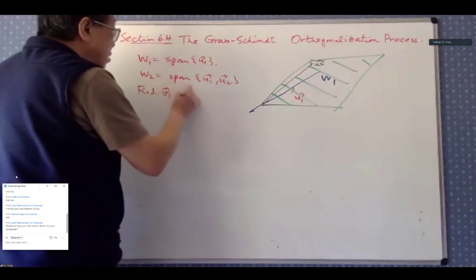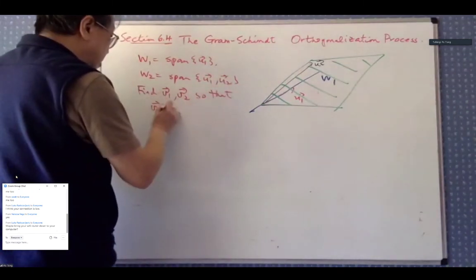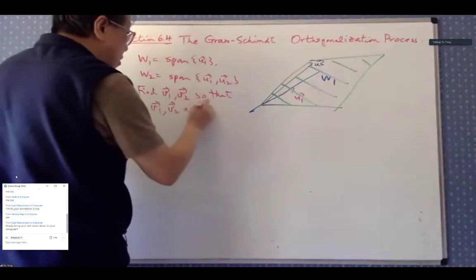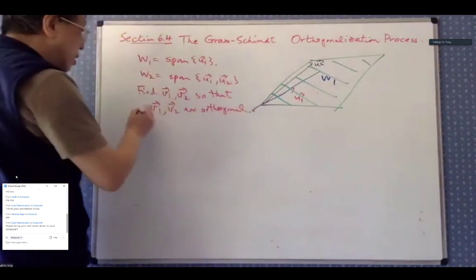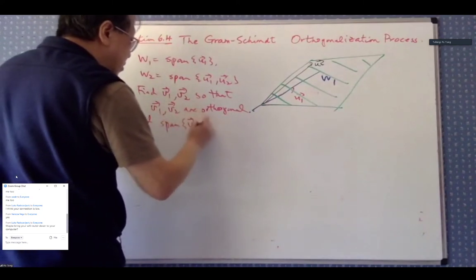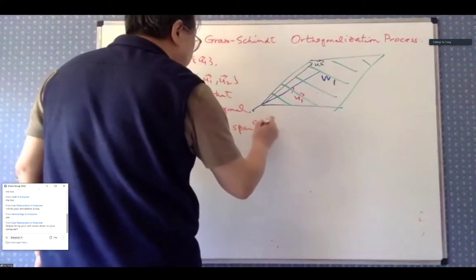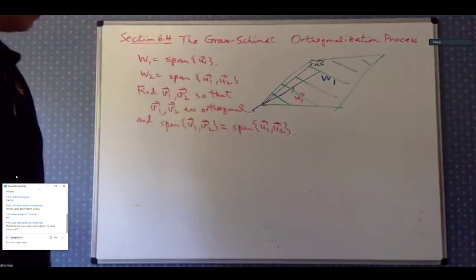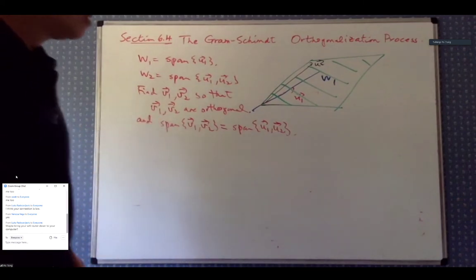V1, V2, so that V1, V2 are orthogonal, and the span of V1, V2 is the same as the span of U1, U2. Do you guys know what I'm talking about?